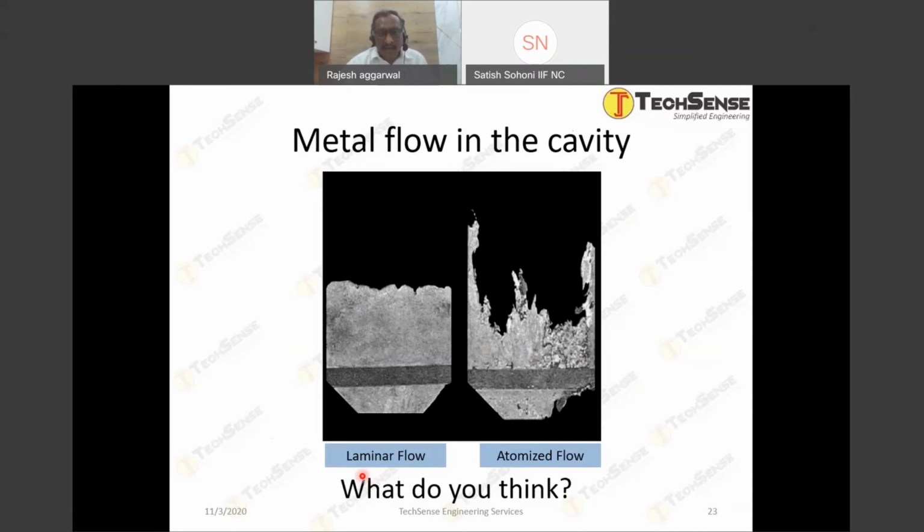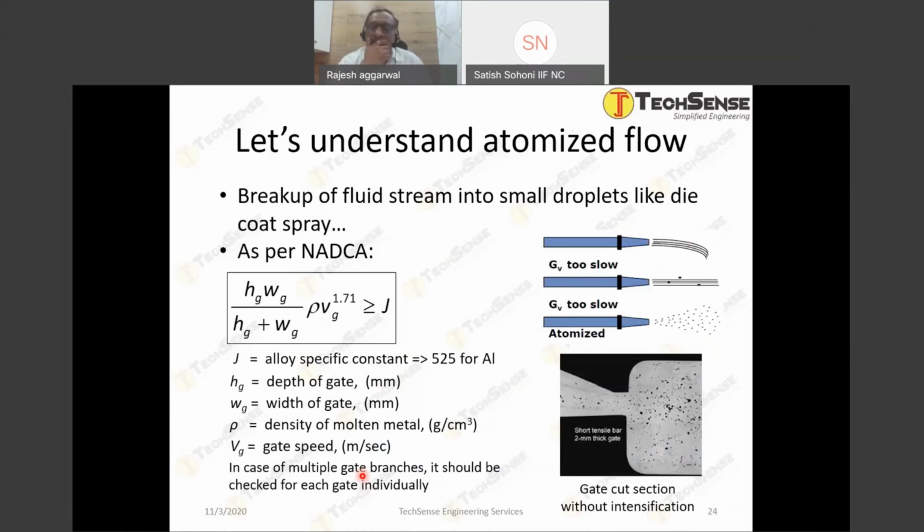So that's why, if we try to fill the cavity with a laminar flow, the speed will be very, very less and the fill time will be much higher. The aluminum will solidify very, very fast. So filling the cavity with atomized flow is the only possibility to achieve the required fill time and the quality of the casting in high pressure die casting. This flow we're talking about, laminar flow versus atomized flow, is mainly for high pressure die casting.